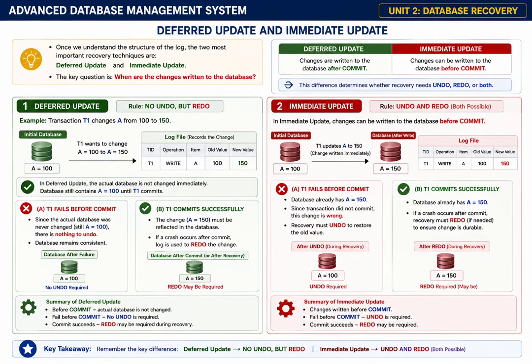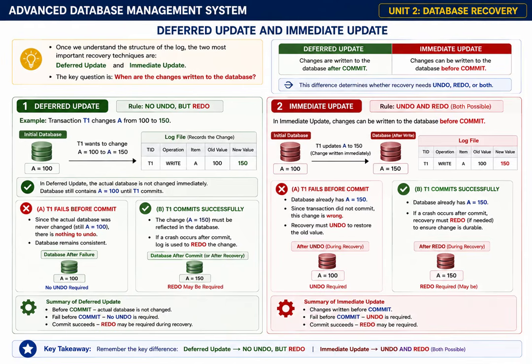Once we understand the structure of the log, we are ready to move to the two most important recovery techniques in this unit, deferred update and immediate update. Now, students, I want you to keep one very important question in your mind. When are the changes actually written to the database? This question is the key to understanding the difference between deferred update and immediate update.